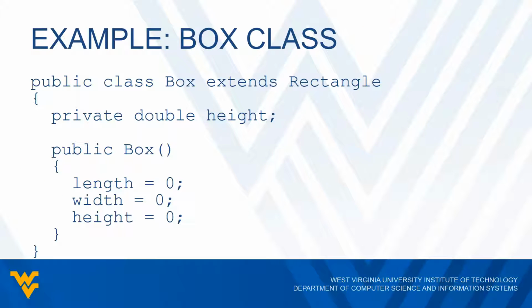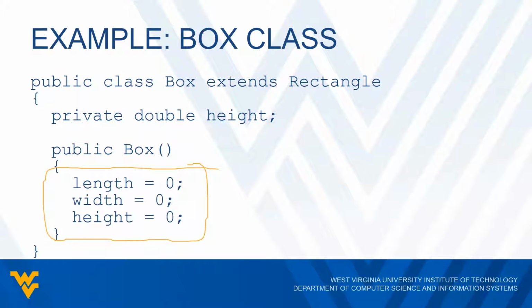Now let's take a look at the box class. So we're still inheriting from the rectangle class. We still have our height and it's set to private. But take a look at the definition of our default constructor here. Notice that we're no longer calling super. We don't have to do that because since length and width are both protected, we're now allowed to directly access the length and width. So we can just set them to 0 and we're perfectly fine.